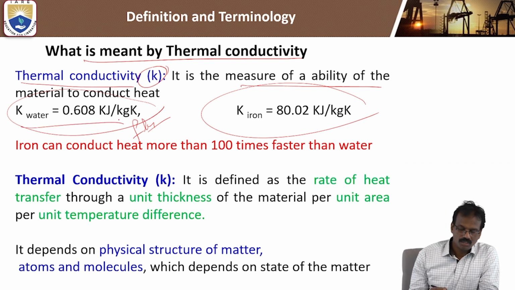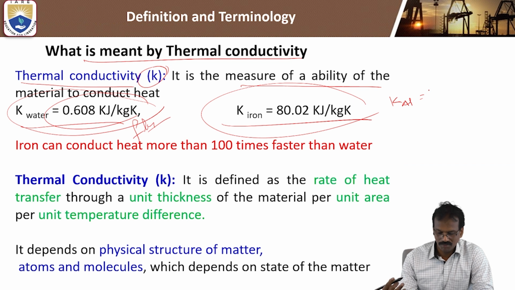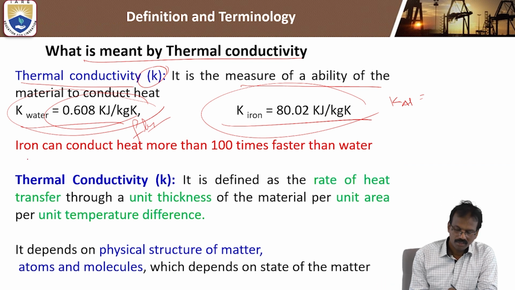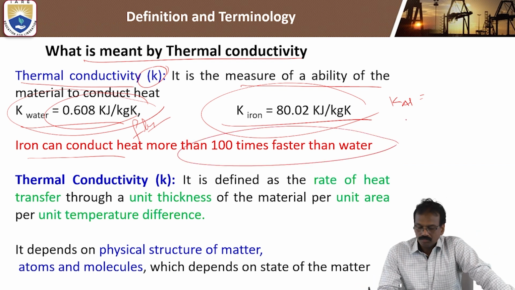Here we will see the thermal conductivity of water is equal to 0.608, but the thermal conductivity of iron is very high, aluminum is very high, copper is very high, silver is very high. Iron can conduct heat more than 100 times faster than water.